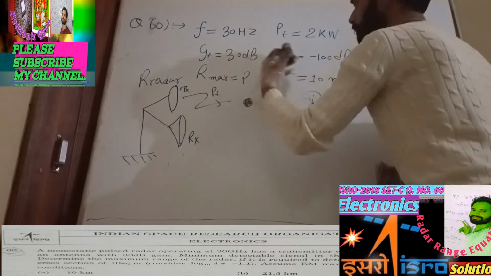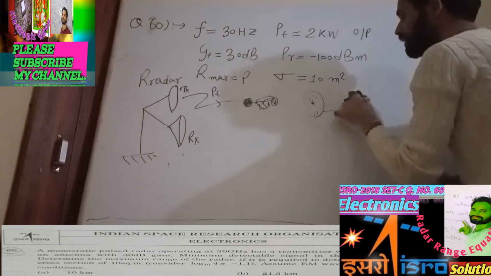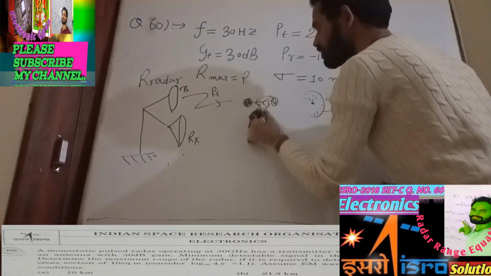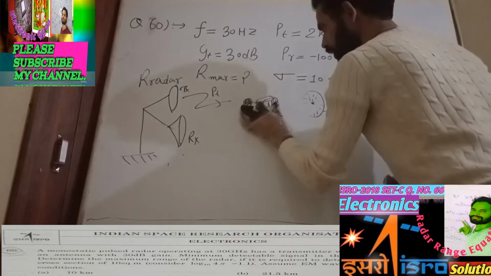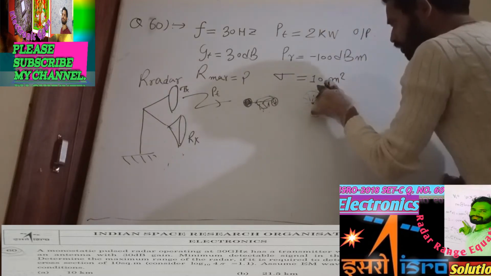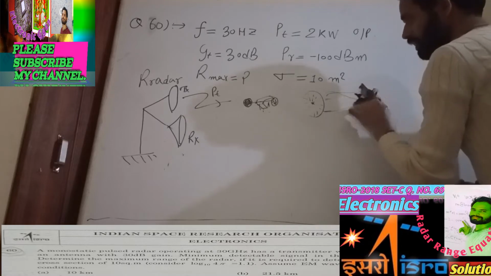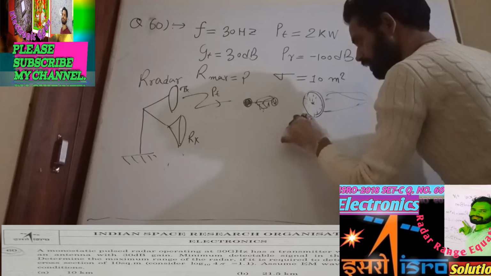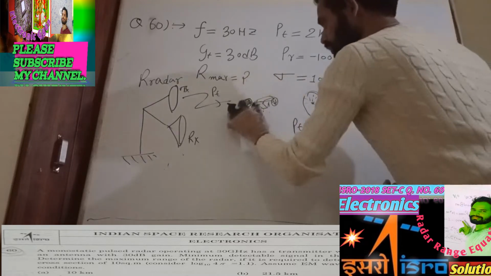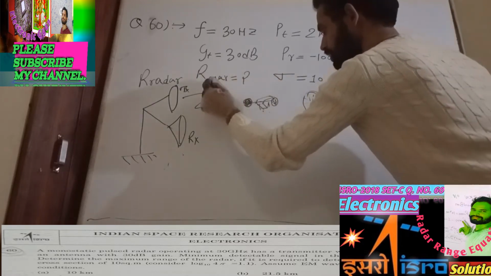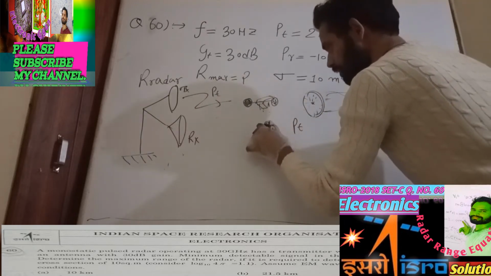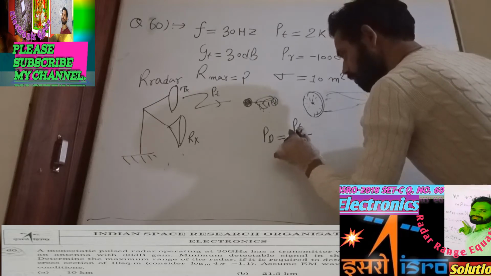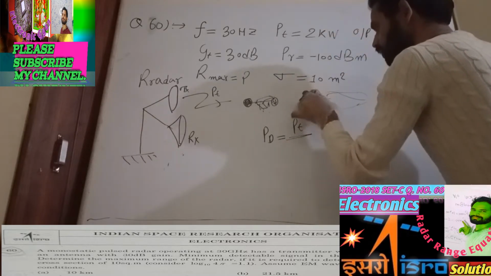Somewhat, the power is aligned in one particular direction, toward this target. Let us say my transmitting power is PT. Now what is the power density? Power density is PT upon this whole surface area.